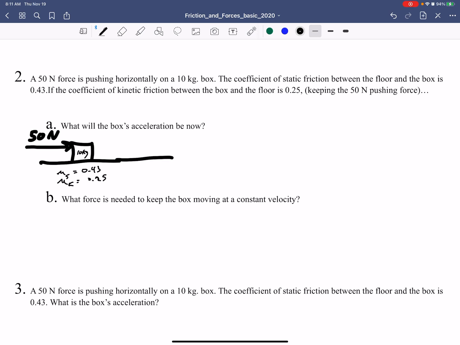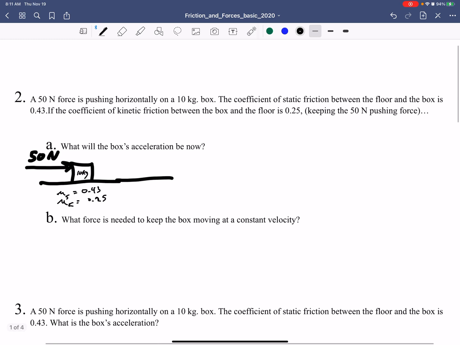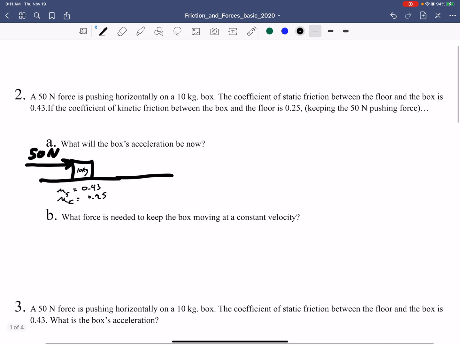So anyways, it's asking for what the box's acceleration will be. The first thing we've got to do is figure out, is this box even going to move? So let's just take a look at the forces that are applied. You have a 50 Newton force going this way, and let's take a look at the static frictional force. The static frictional force is going to be mu times the normal force. In this case, the mu is 0.43, and the normal force of this object, I'll do this in blue.